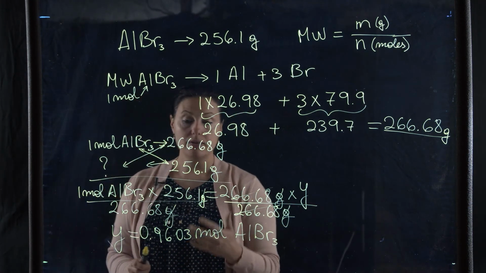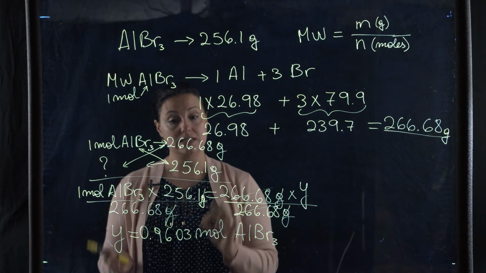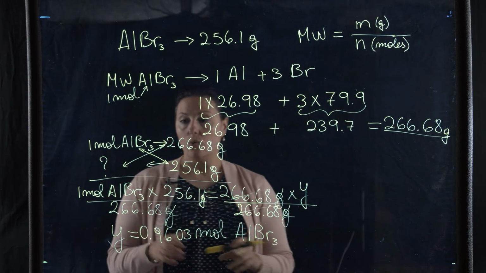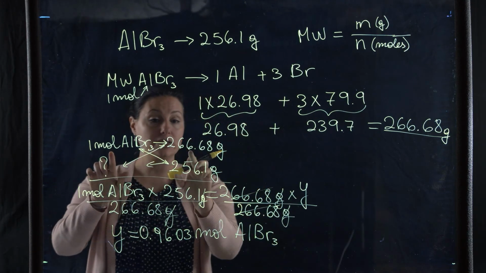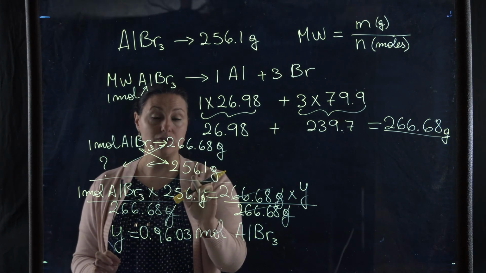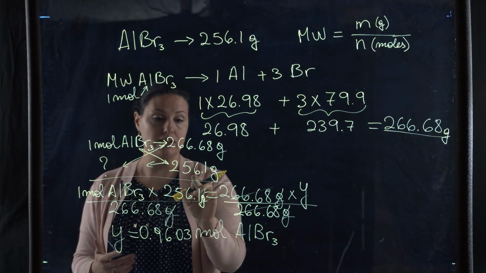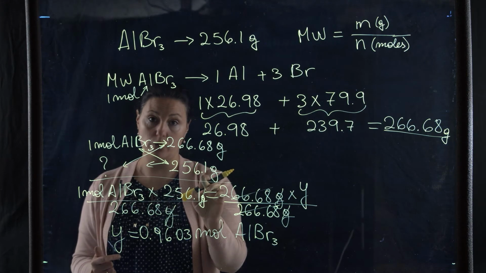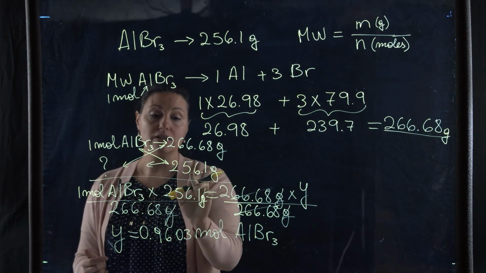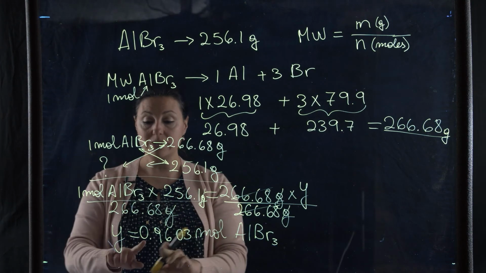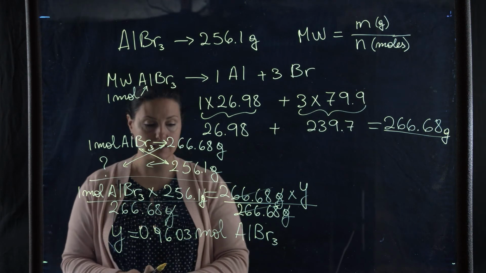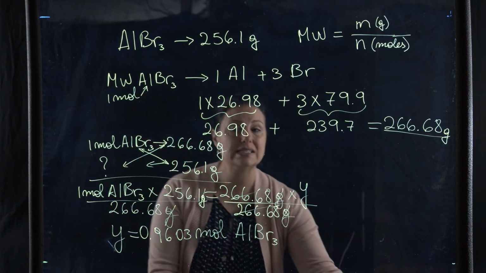Okay, now stop and ask yourself, does my answer that I just found make sense? Well, I know 1 mole weighs 266.7 grams. I don't have 266.7 grams. I have 256.1, which means that I will not have a full 1 mole. I have a little less in grams, which means my answer will be a little less than 1 mole, and it is. It's 0.9603.